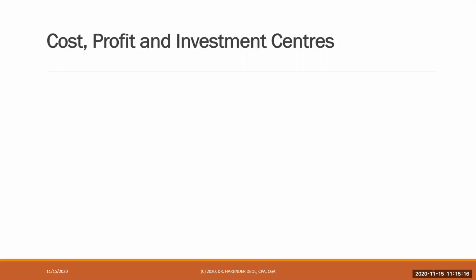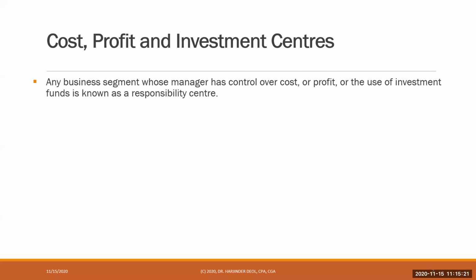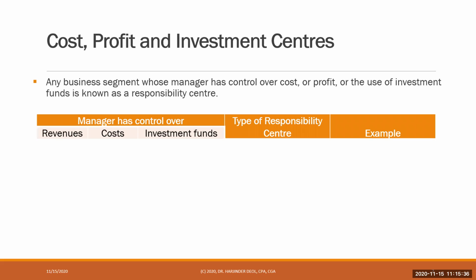Looking at cost, profit, and investment centers, any business segment whose manager has control over costs or profits or the use of investment funds is known as a responsibility center. So the manager can have control over revenues, can have control over costs, can have control over investment funds. And then depending on what aspects of the business the manager has control over, there is a specific term used to describe that responsibility center. And we'll take a look at an example.